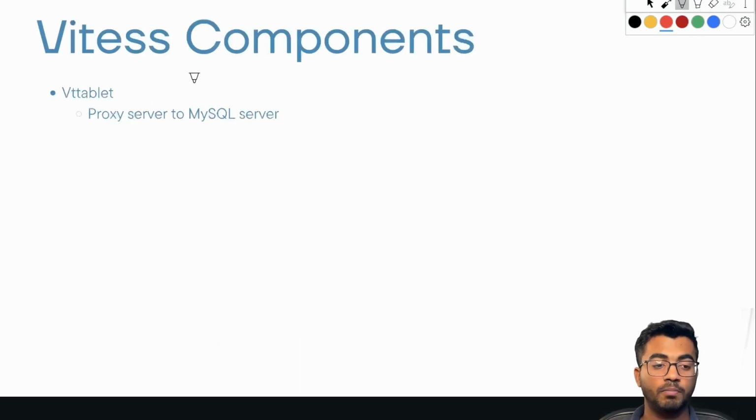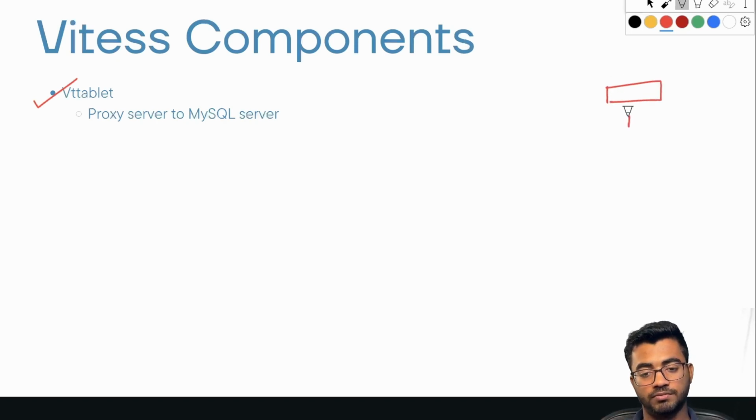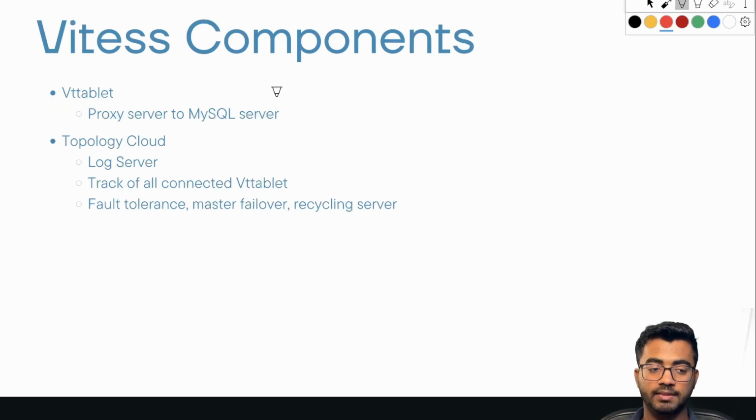Let's talk about the Vitess components. There are certain critical components for which Vitess is very popular, and one of them is the VT tablet. The VT tablet resides on top of the MySQL server and is the proxy to the MySQL server. Whenever a query comes in, it reaches the VT tablet. This is the VT tablet and this is the MySQL server. It routes the traffic to the MySQL server and performs the respective tasks required for the request.